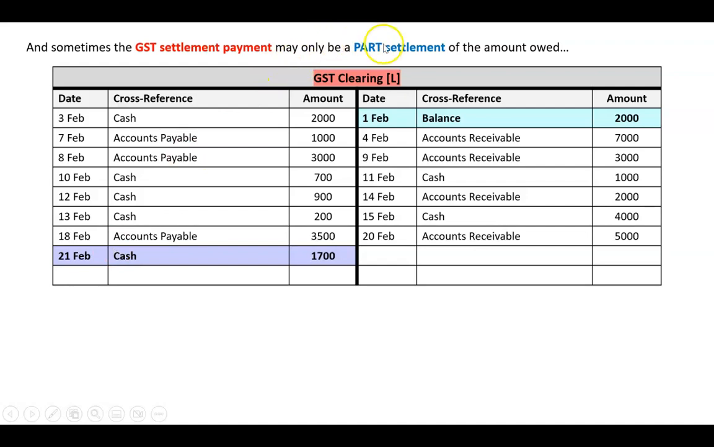So in this case, we call that a part settlement. So we can see here on the 21st of February, the settlement was only $1,700 of 2,000, and the tax office would say, give us the other $300 in the future. So that's just the other thing to look out for, and that is called a part settlement, when we settle only a fraction of the opening balance from the previous month.